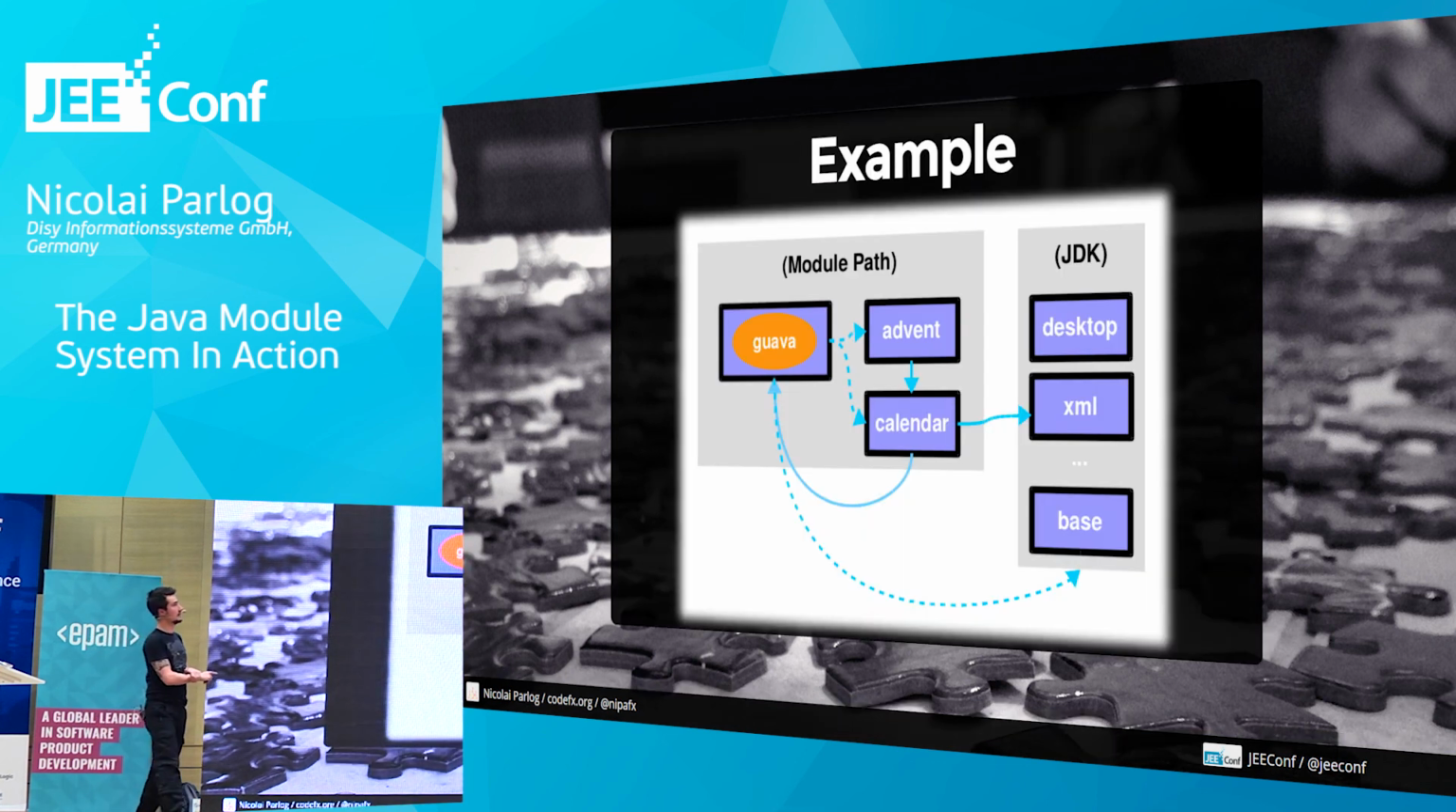So this is how it looks now. I put the Guava jar on the module path, the JVM created a module for it, and now I can depend on it, and now I'm here in this nice modular situation.